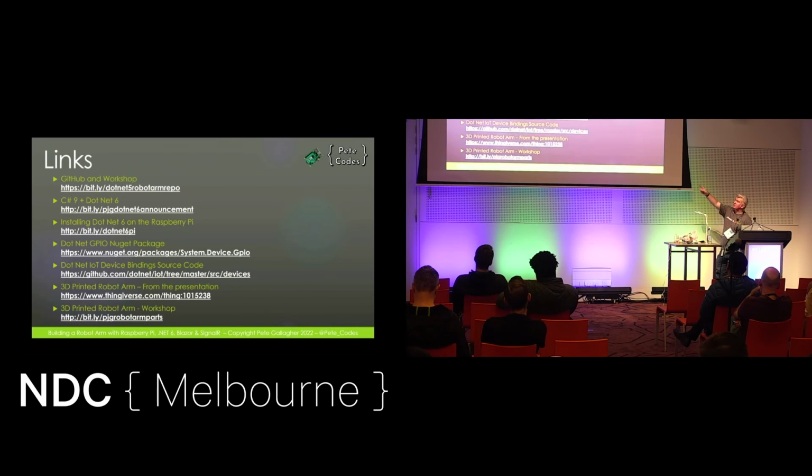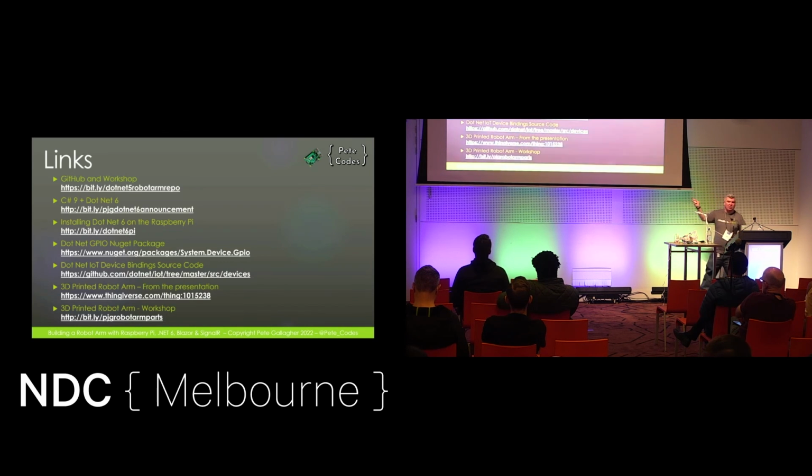A bit of information then about the GPIO NuGet package, but also the source code for the device bindings, which will give you all of the list of the devices that you can go and control with that NuGet package. And then, as I mentioned, there's the original 3D printed robot arm on Thingiverse. You can go find that, and then see if you can find all of these random different screws and bolts that you need to get that to work together. I didn't manage to find everything I wanted, but it works.